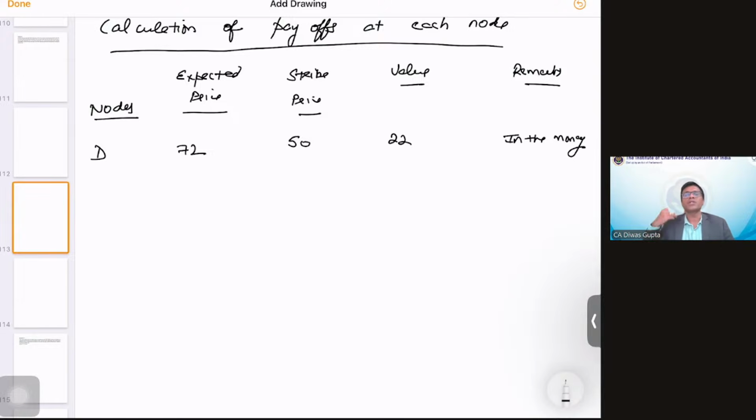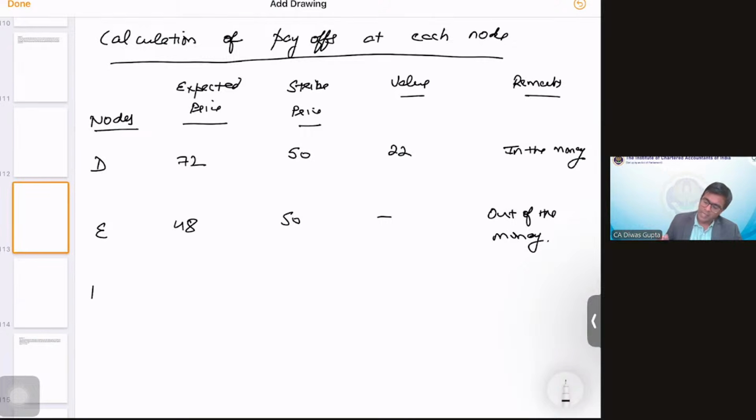Spot price is higher than the strike price. E was 48. 50 was the strike price. It is out of the money. Nothing will be executed. F: 32 rupees was the expected price. 50 rupees is the strike price. Expected price is lower than the strike price. It's an out of the money call option. Yes, so it's out of the money.